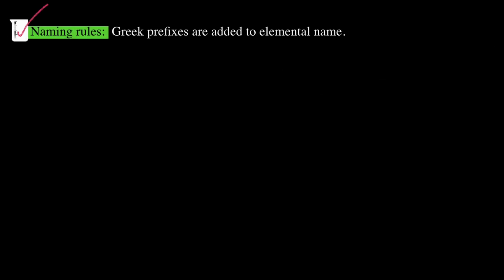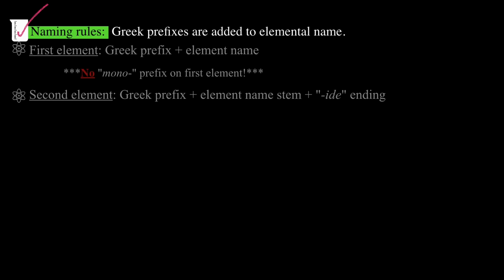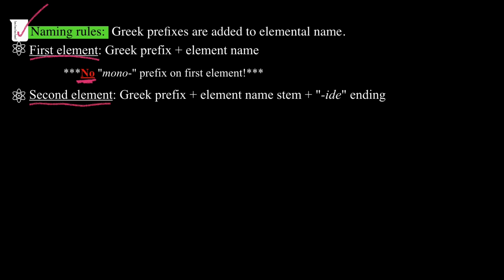Okay, so what are the rules that we're going to look at when it comes to naming molecular compounds? First, there's a simple formula. For the first element, we use a Greek prefix plus the element name. Here's a big note though: on the first element, we never use the prefix mono. On the second element, we use a Greek prefix plus the element stem name plus the -ide ending. If you're not familiar with how to use the stems and the -ide ending, refer to the naming monoatomic anions video, and we'll link that here.